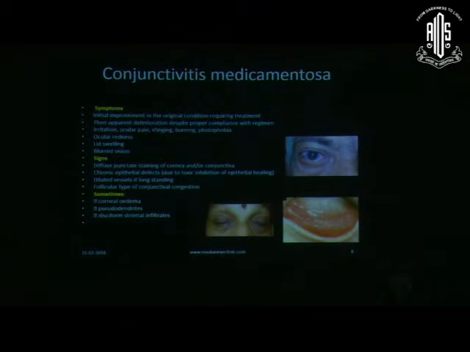What are the signs you look at? There may be a little punctate staining of the cornea. There may be some small epithelial defects. If it's long-standing, you get these permanent sort of dilated vessels, and there may be a follicular type of conjunctival congestion. And sometimes you can get corneal edema, you can get even pseudodendrite formation, and you can get a disciform infiltrate. So this mimics a lot of conditions.